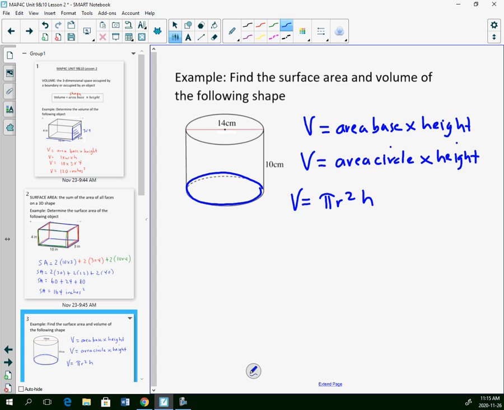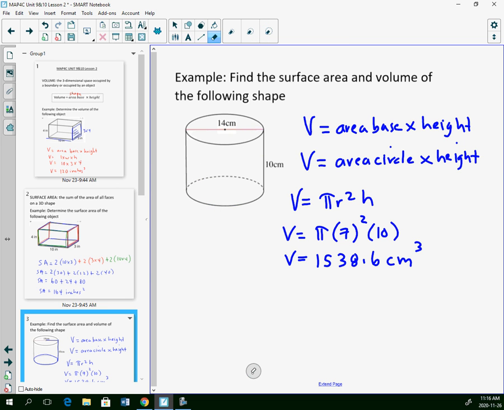I'm going to multiply that by the height of the cylinder. So the radius of the cylinder is 7 because it says the whole thing's 14. So the radius is 7, and then the height is given as 10. Then we would just calculate that with our calculator, and we would get a volume of 1538.6, and the units are centimeters, which would be to the power 3, cubed.